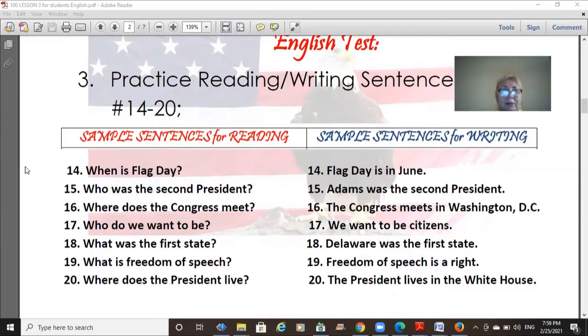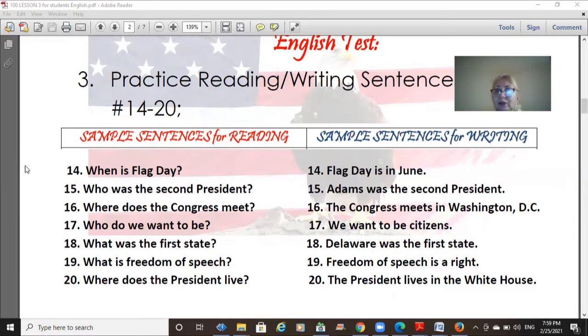I will read them in pairs. The sentence for reading will be followed by the sentence for writing. Number 14. When is the Flag Day? Please capitalize both words in Flag Day. It's the name of a holiday. Number 14 for writing. Flag Day is in June. Capitalize June as well because it's a name of a month.